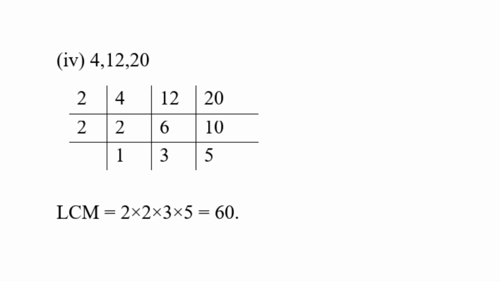The next sum is the fourth one: 4, 12 and 20. By the vertical layout method, calculate the factors: 2 2s are 4, 2 6s are 12, 2 10s are 20. Then again divide by 2: 2 1s are 2, 2 3s are 6, 2 5s are 10. Now LCM is equal to 2 multiplied by 2 multiplied by 3 multiplied by 5. 2 2s are 4, 4 3s are 12, 12 5s are 60.